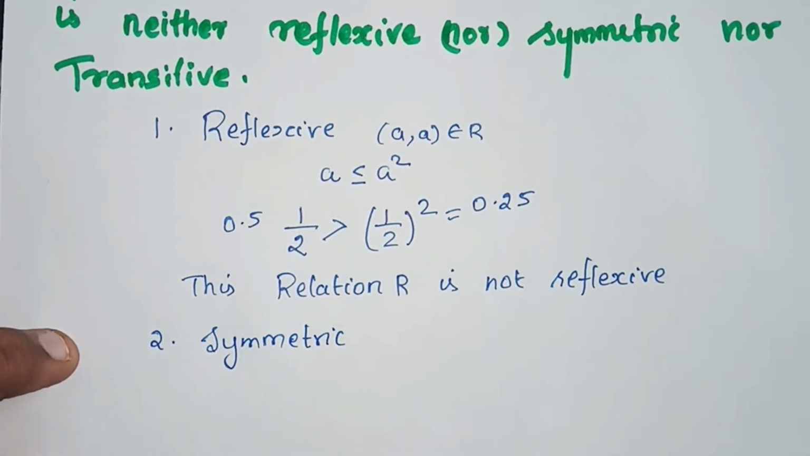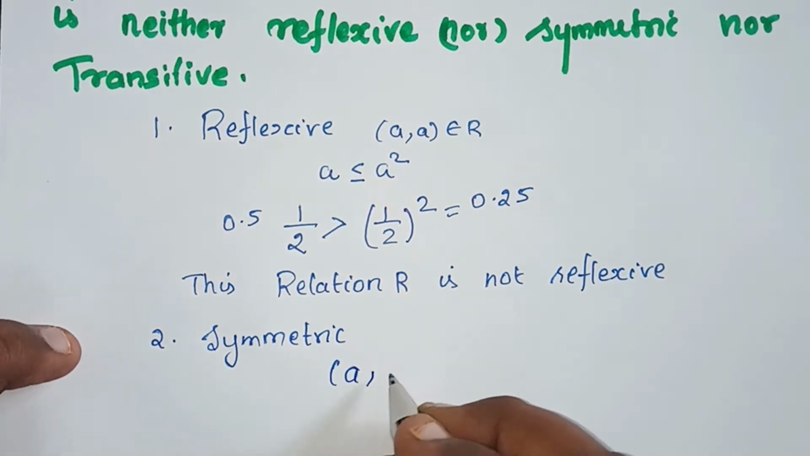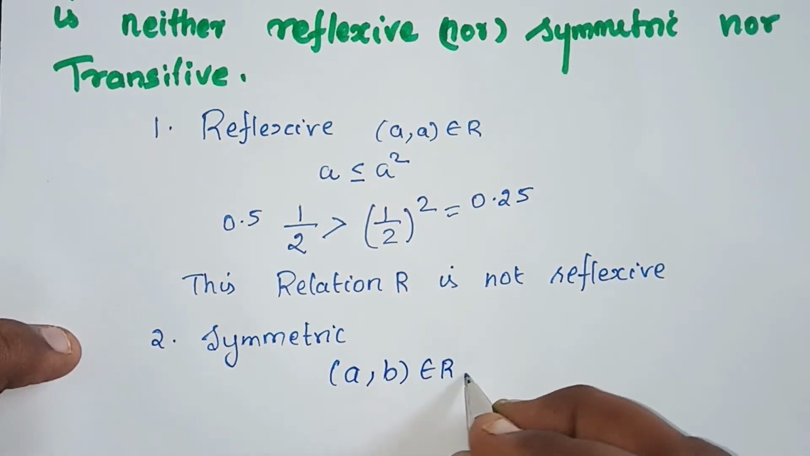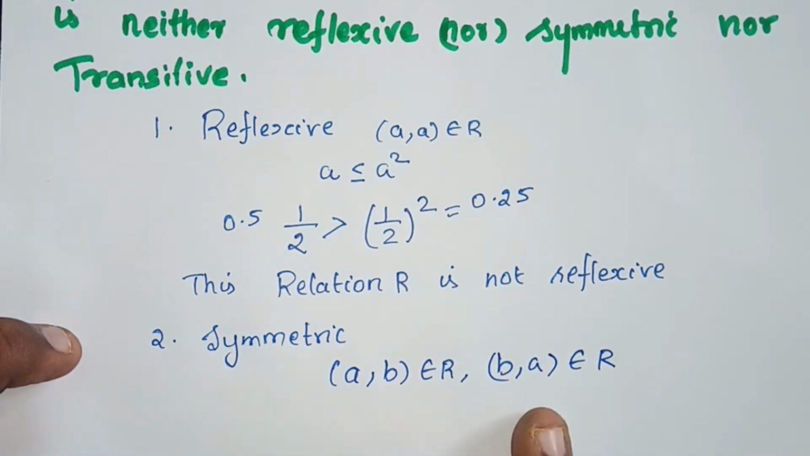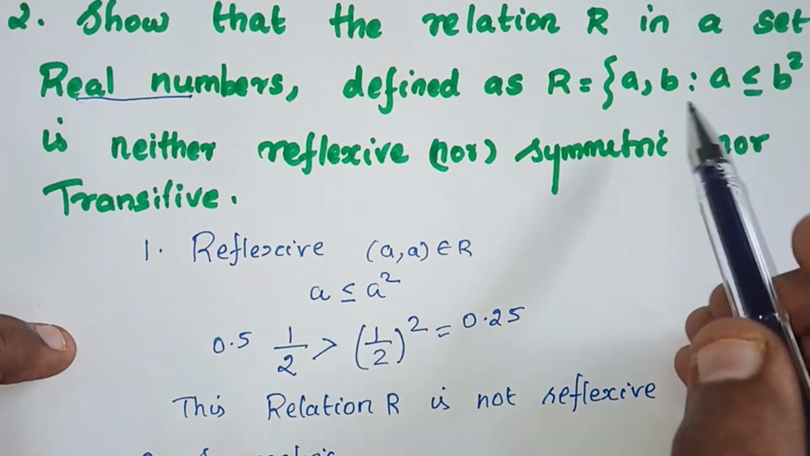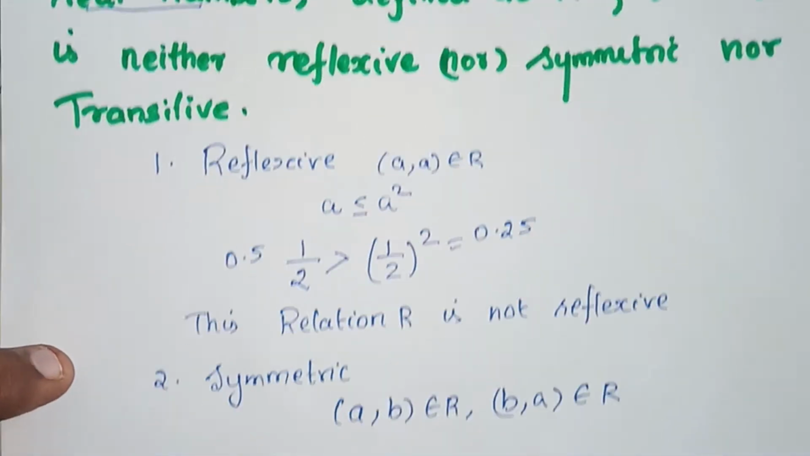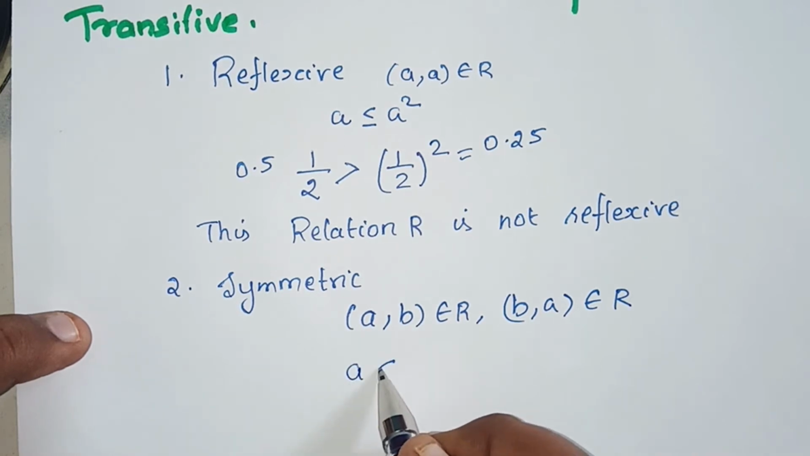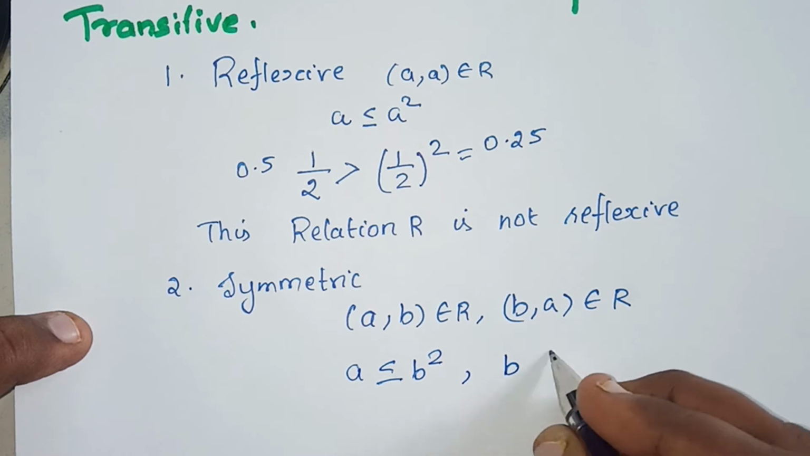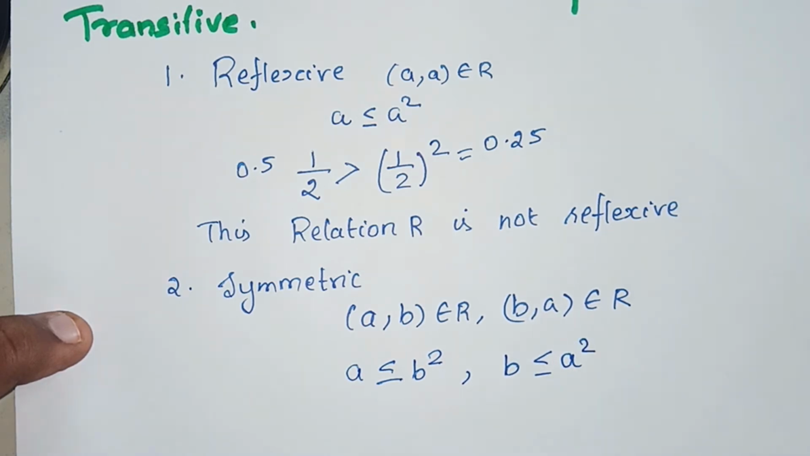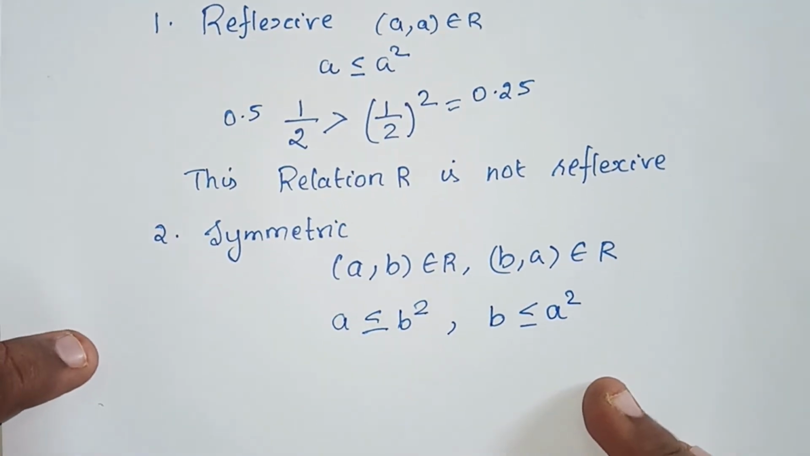Symmetric means what is the condition? (a, b) belongs to R, then (b, a) also belongs to R, right? This is the condition for symmetric. In this question the given relation is a ≤ b². So if a ≤ b², then b should also be less than or equal to a². This condition needs to be satisfied.